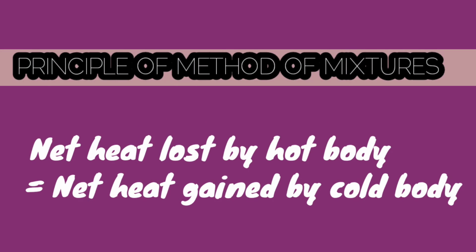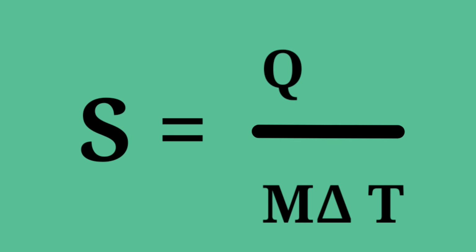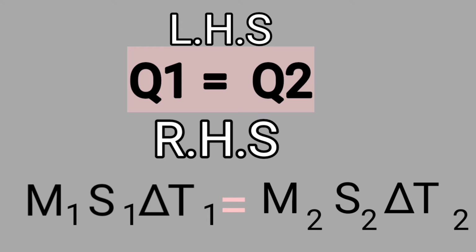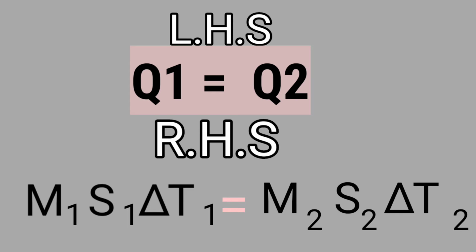Alright, now here is the principle. Now you know the formula for specific heat. S is equal to Q by M delta T. Alright, you know the formula. Q is equal to M S delta T. Now let me separate both LHS and RHS. LHS: Q1 is equal to Q2, and RHS: M1 S1 delta T1 is equal to M2 S2 delta T2. Keep in mind, the principle of method of mixtures is very important because we are going to use this principle while you are practicing the problems. Okay, while you are solving the problems, this is very important.